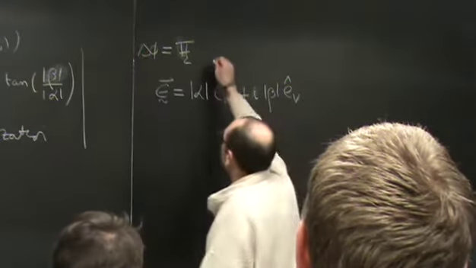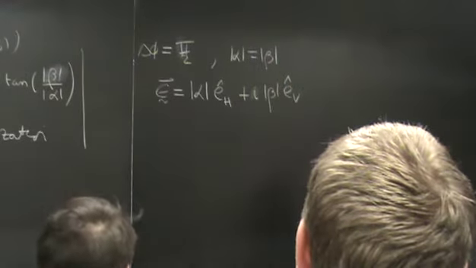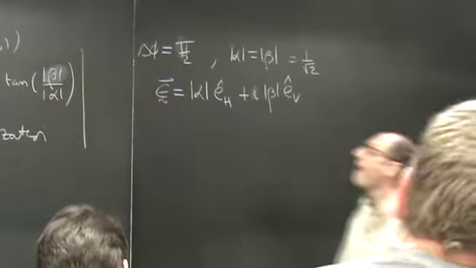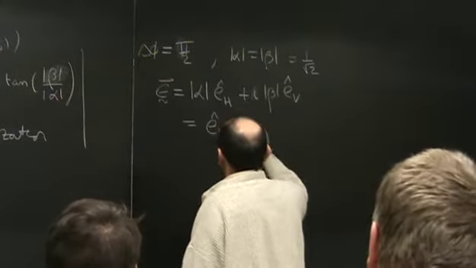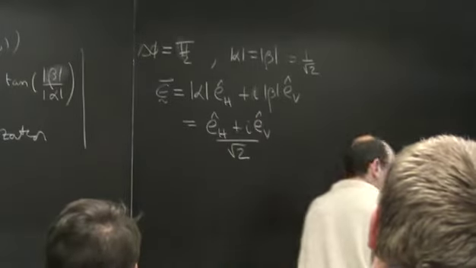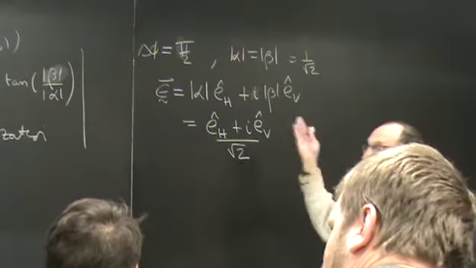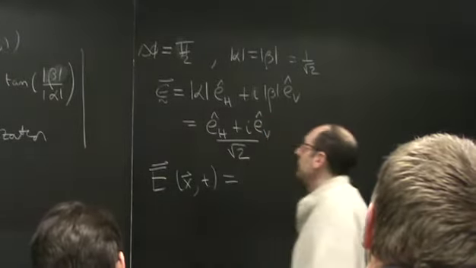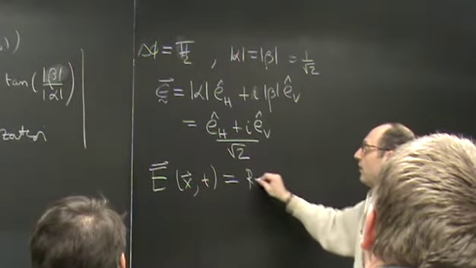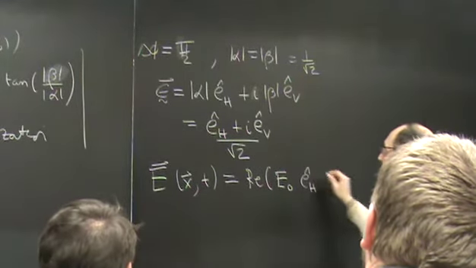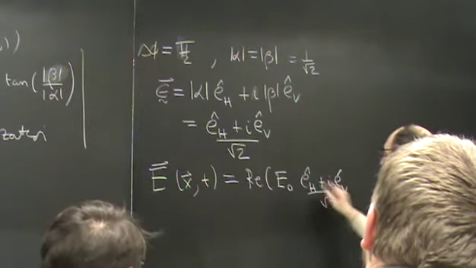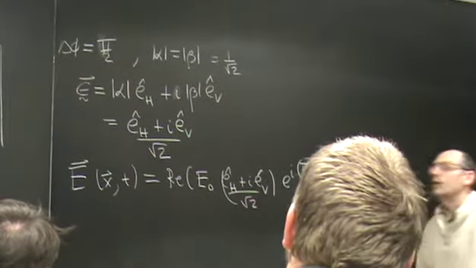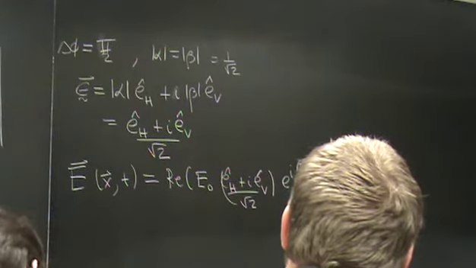So in this case, let's consider the specific case that alpha equals beta. Since this is normalized, that has to equal 1 over root 2. So this is equal to E_H plus i E_V over root 2. If I look at this specific case, what is the electric field as a function of position and time? Well, we plug in: this is the real part of E0 (E_H plus i E_V) over root 2 times e to the i (k dot x minus omega t), where I've set the overall phase to be 0, just for a point of reference. So what is this when I take the real part?